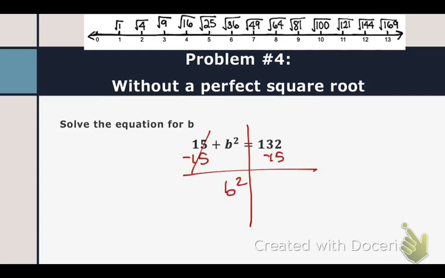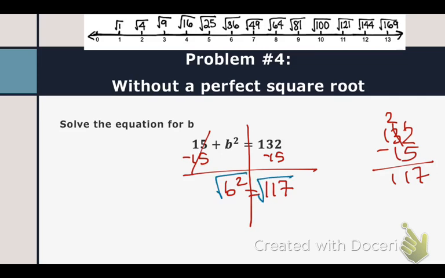So on my left, I'm left with b squared equals, and then I have 132 minus 15. If I subtract that, I get 117. Okay, now I have to take the square roots of both sides. Okay, so the square root and the squared cancel each other out. I'm left with b equals, and now I have the square root of 117.